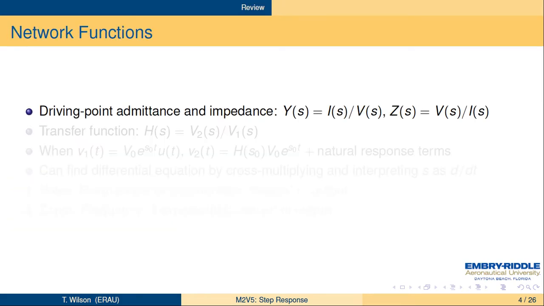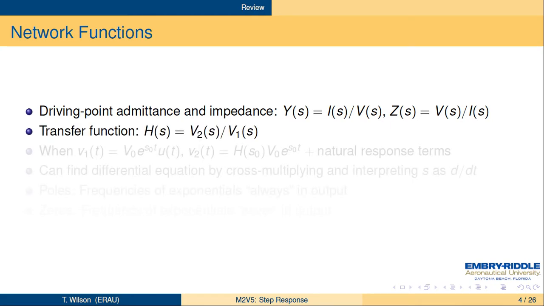So, to review, we've already seen the idea of the driving point admittance and the impedance, which is the ratio of the variables in the S domain at a terminal pair, so the input terminal or the output terminal. The admittance is a ratio of the current in the S domain to the voltage in the S domain, and the impedance is the ratio of the voltage in the S domain to the current in the S domain, and those are arithmetic inverses of each other.